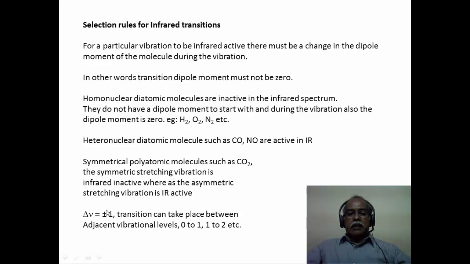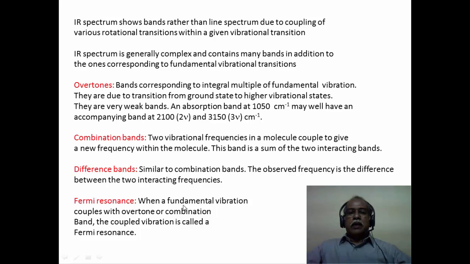The transitions can occur between adjacent vibrational levels. In other words, it can go from 0 to 1, 1 to 2 and so on, and going from 0 to 2 and 0 to 3 is normally not allowed in the case of infrared spectroscopy. So an infrared spectrum should have only fine lines, or a fewer number of bands or lines should be seen, but this is not the case.